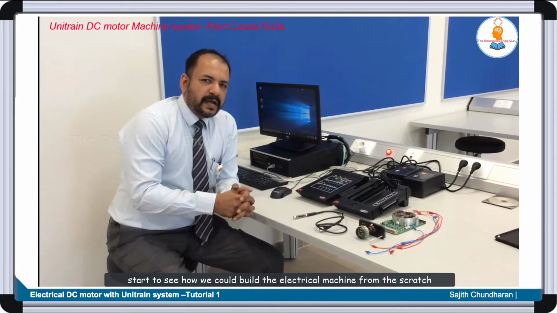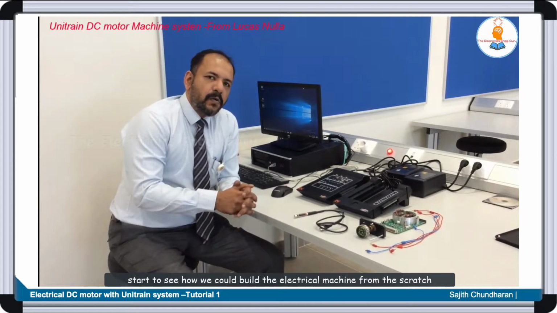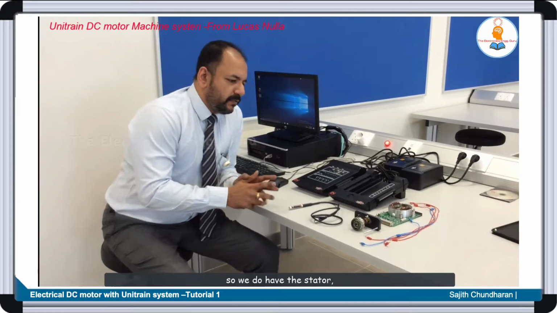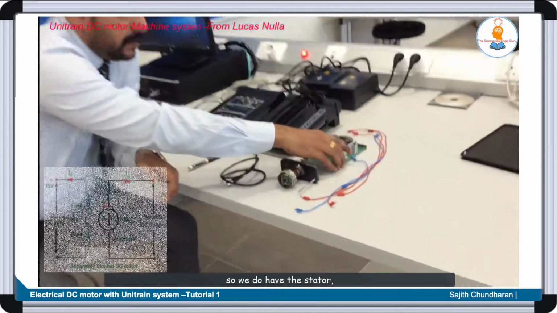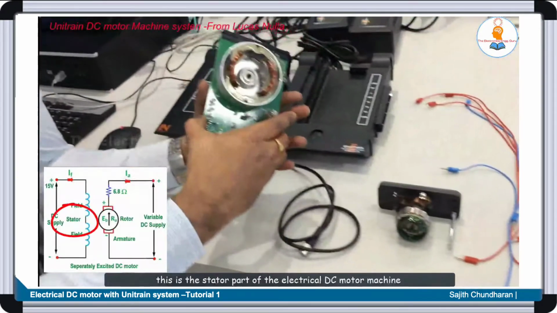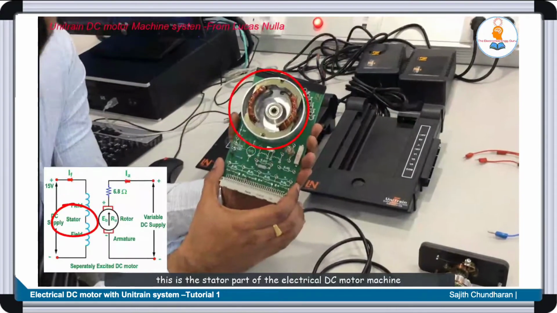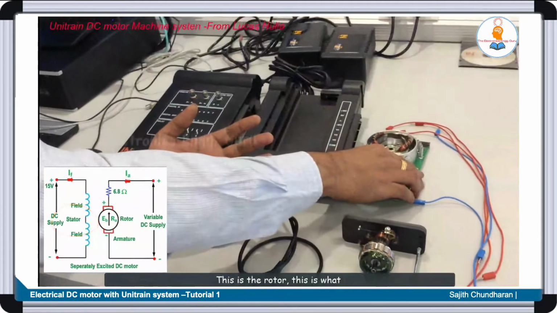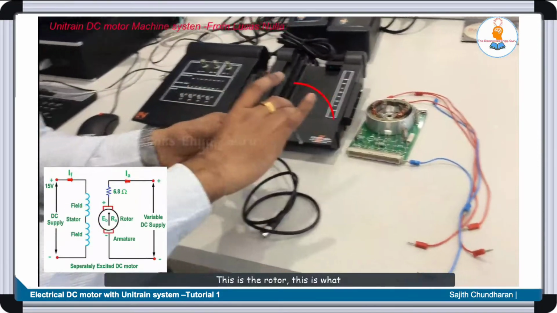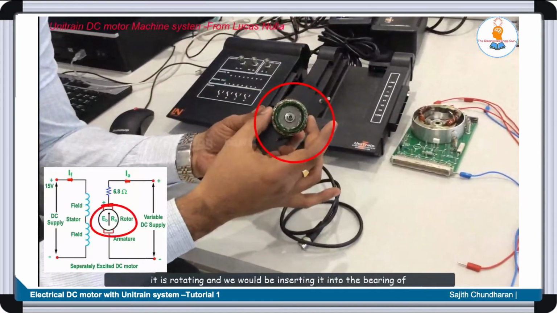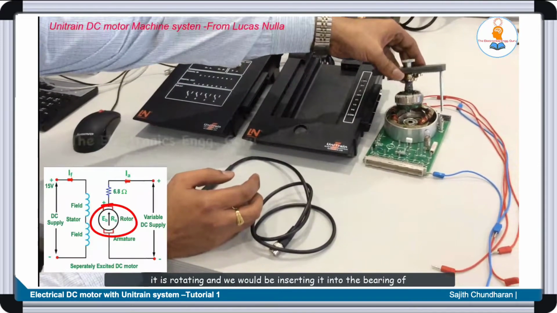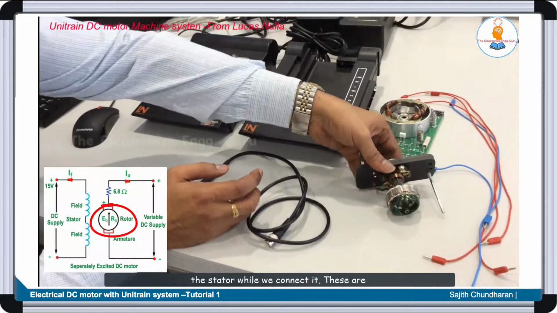Now let us see how we would build this electrical machine from scratch. So we do have the stator. This is the stator part of the electrical DC motor machine. This is the rotor. This is what is rotating, and we would be inserting it into the shaft of the stator while we connect it.